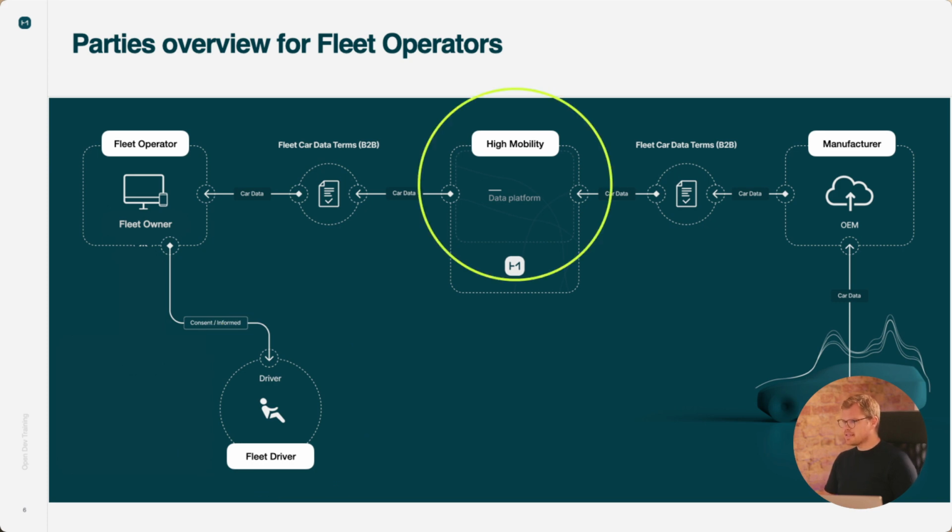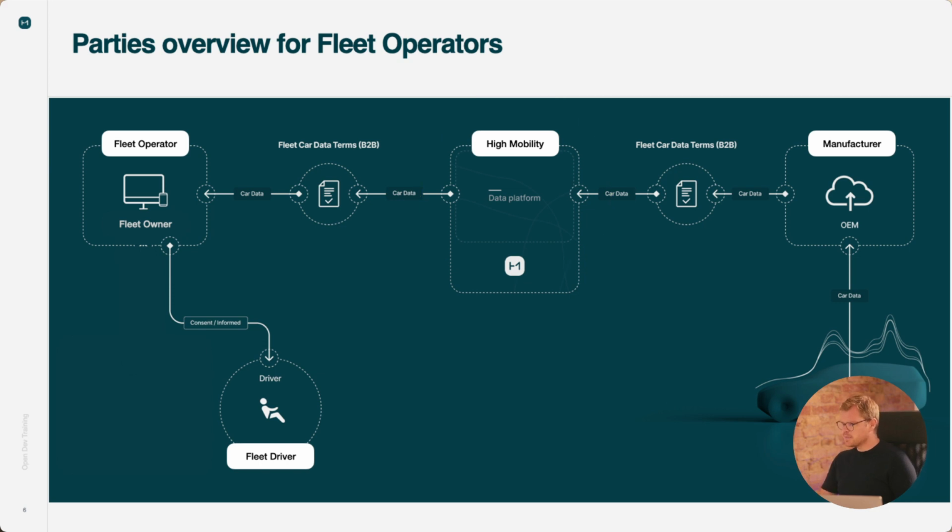Then we have us as High Mobility. We are the ones providing the data on demand. So as soon as you activate a vehicle through our platform, we enable that on the manufacturer side and provide that data for you. So we are the one touch point to get that data in any of the ways you want that data delivered.